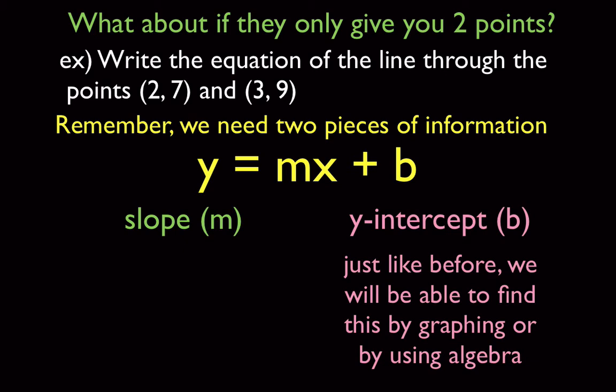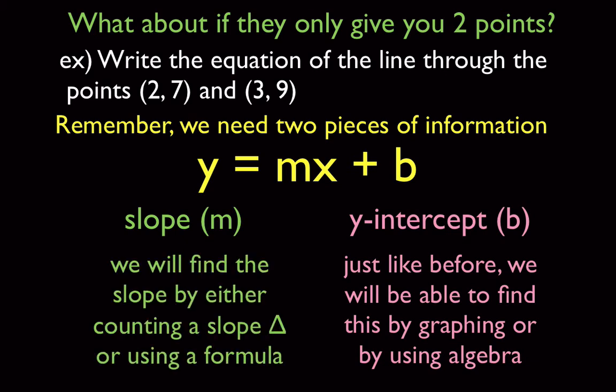all the way until we hit a y-intercept. Or also, the way we did it with algebra is by substituting in our m, our x, and our y and solving for what b would have to be. For the slope, we're either going to do that by counting a slope triangle on a graph like we did in class, or using that formula, which is y2 minus y1 over x2 minus x1.